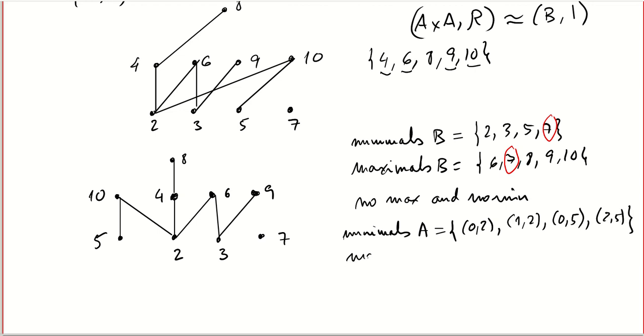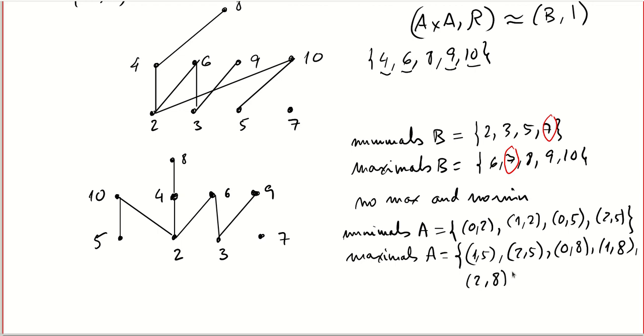Okay, and the maximals of A are, well, 6 corresponds to 1, 5. 7 corresponds to 2, 5. Then 8 corresponds to 0, 8. 9 is 1, 9. 10 is 2, 8. Okay, so this is the answer of the problem.